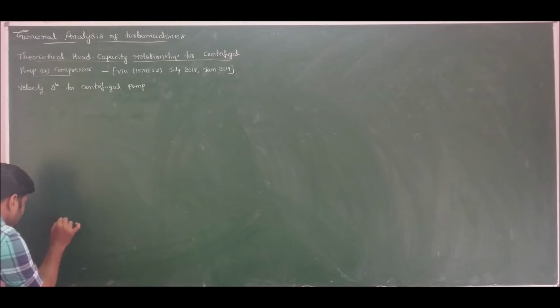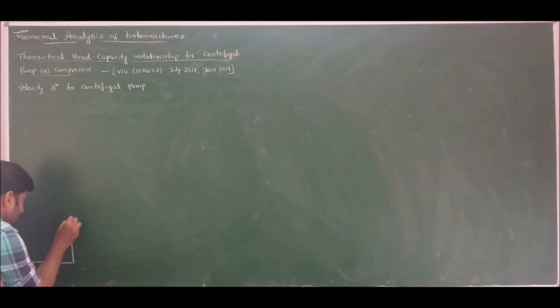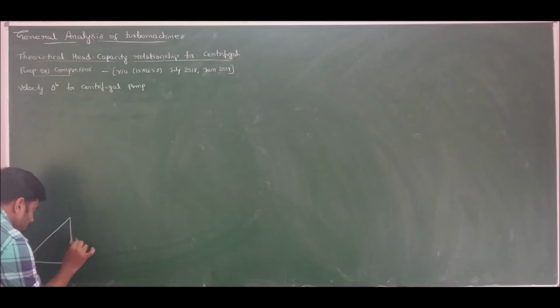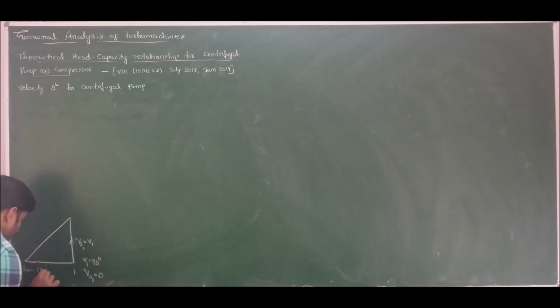a right angle triangle with Vf1 equal to V1, alpha 1 always 90 degrees, and Vu1 equal to 0 because no swirl at inlet for centrifugal pump. This is U1, we have blade angle beta 1, and fluid is moving upward, we have Vr1.